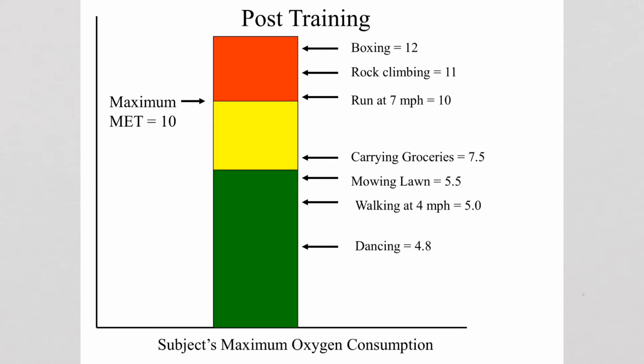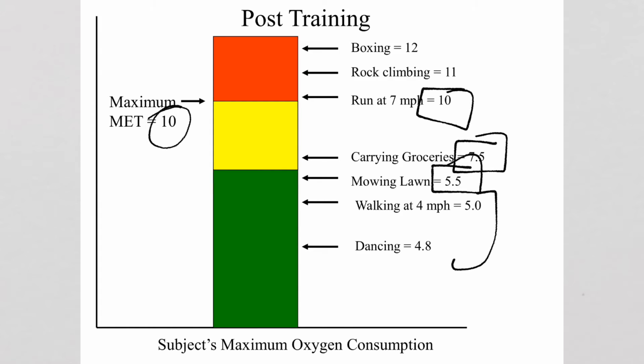Then you look at these people post-training. What you see now, the person's VO2 max is up to 10 METs. Okay, so they're at a 10 MET level. Now they could run at 7 miles per hour. That's their VO2 max, as you see. But the mowing lawn, they can do that for a much longer time. It's in the green zone. The groceries are going to be easier to do. These things will be easier. Still can't do these things, but there's definitely some improvements that they see.